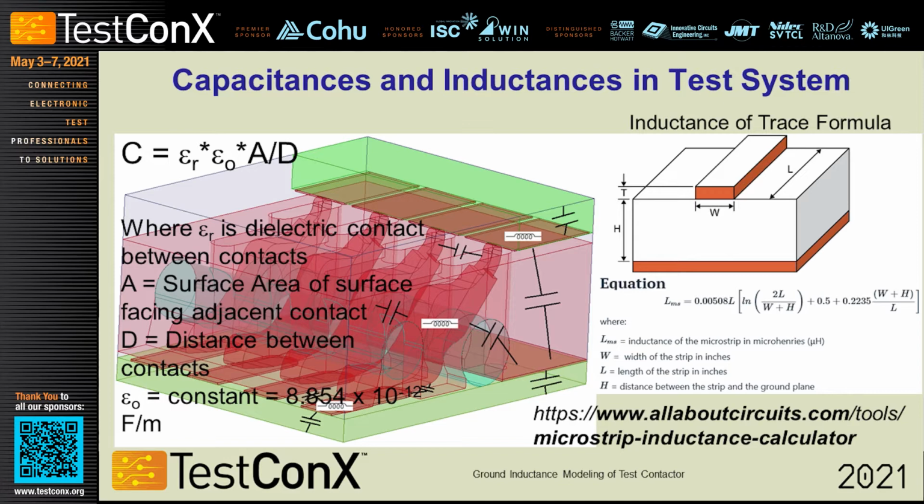For instance, the formula on the top left is the capacitance between two contacts. It's the dielectric constant of the housing material times the free space constant, or permittivity, which is 8.854 times 10 to the minus 12 farads per meter, and then the area of the two surfaces divided by the distance that they're apart. And that gets you a really good calculation of the capacitances between pins.